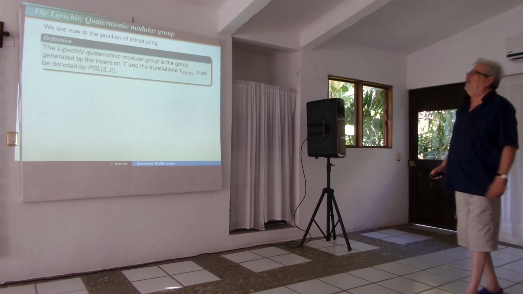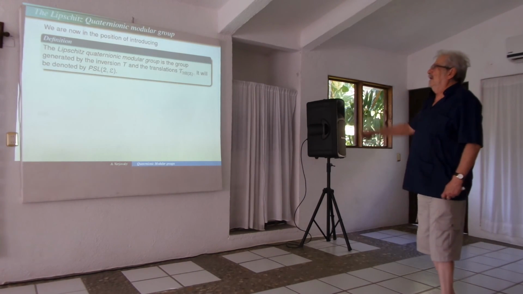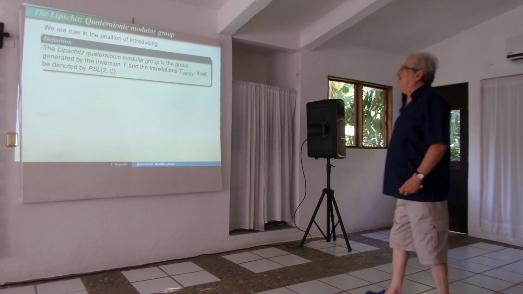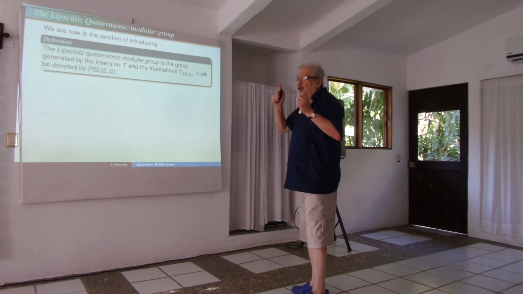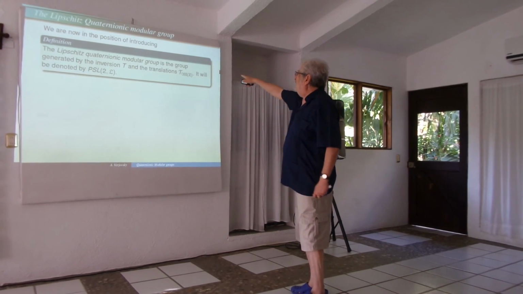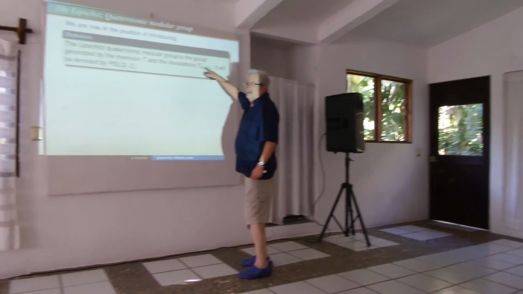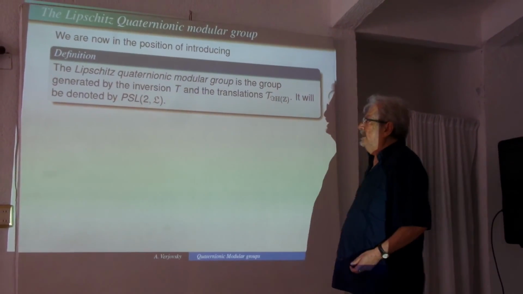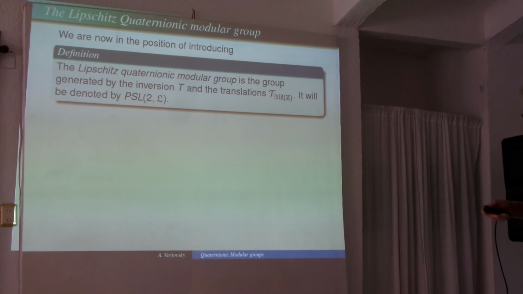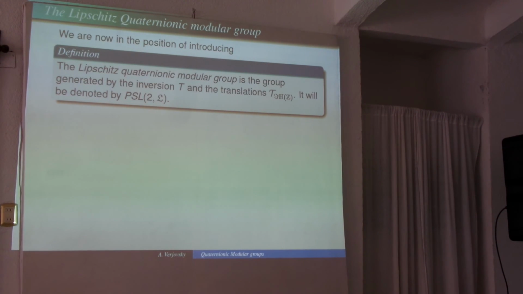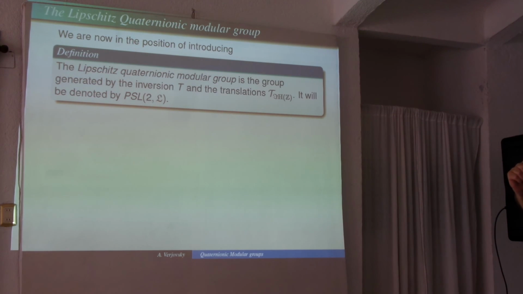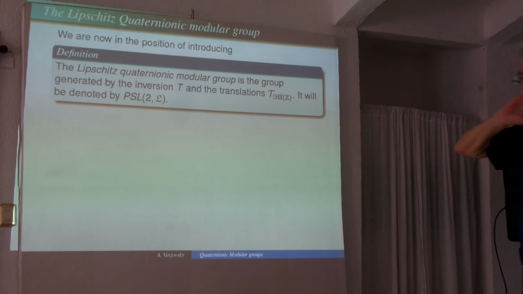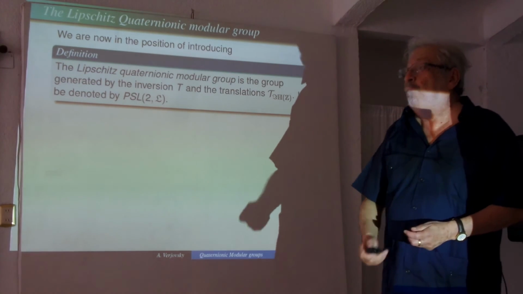So now finally we get a definition. The Lipschitz quaternion modular group is the group generated by the inversion T, the inversion q goes to q inverse, followed by translations by the imaginary quaternions with integer entries. Okay, that's a group. We call it PSL1. It's indeed a group, and the important theorem will be all matrices A, B, C, D satisfying the conditions are exactly this part of our group. This characterizes completely the group. It's a real modular group.